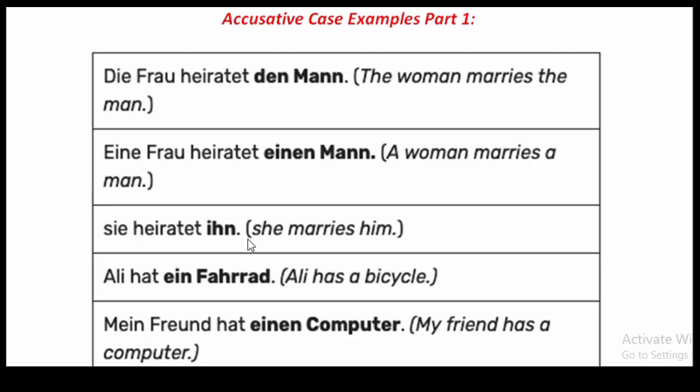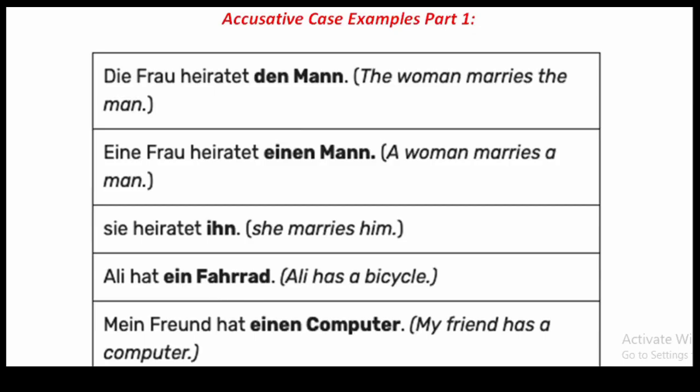Sie heiratet ihn. She marries him. So this is also an example with a personal pronoun. The highlighted one is for a masculine noun, and that is a personal pronoun in accusative case. The first one is from nominative case because this is a subject. Ali hat ein Fahrrad. Ali has a bicycle. So why do I write ein here? Because this is a neuter noun. Thus Fahrrad takes the article ein. So we write here ein Fahrrad.